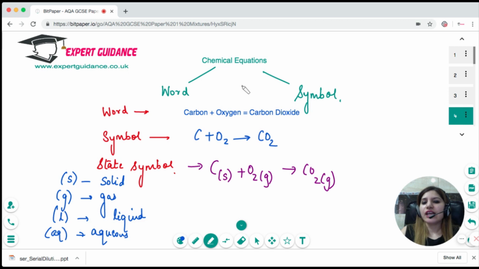Next, you have seen a lot of chemical equations. In this chemical equation, there is carbon and there is oxygen. So for 1 mole of carbon, what does the chemical equation tell you?